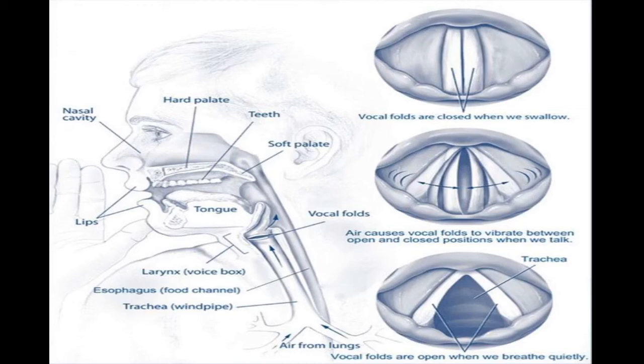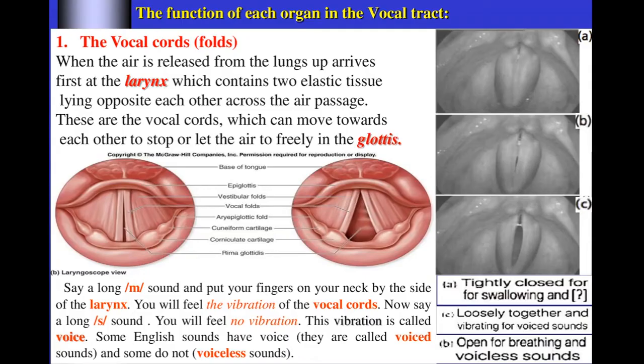So, some English sounds are voiced, that is, they are produced with a vibration in the vocal cords, and others are voiceless, that is, they are produced without any kind of vibration in the vocal cords. In fact, all the vowel sounds are produced with a vibration in the vocal cords. For consonants, most of the consonants are voiced and some of them are voiceless.